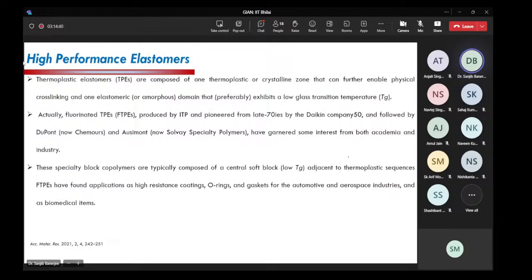Now I want to ask how many of you are aware of what is glass transition temperature? Can you answer by saying yes or no in the chat? Just answer. Depending on that, I will explain. Answer by typing Y or N.